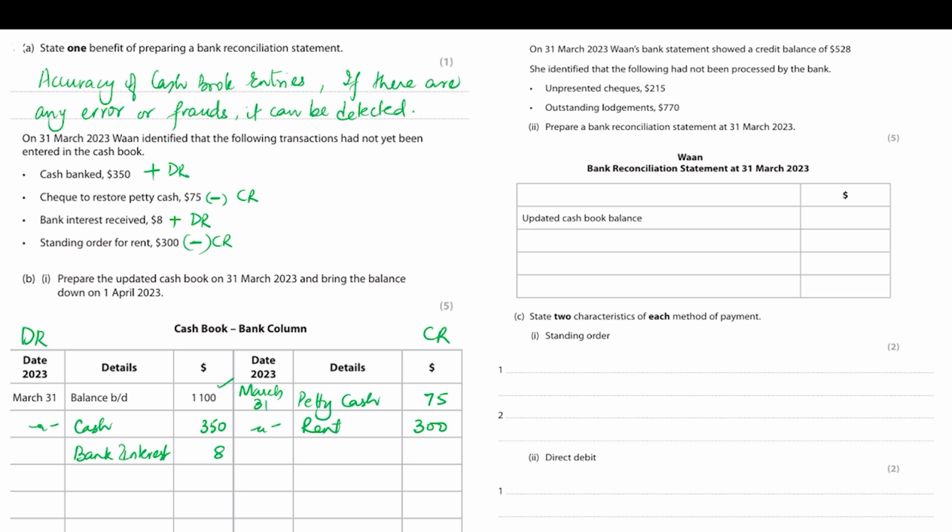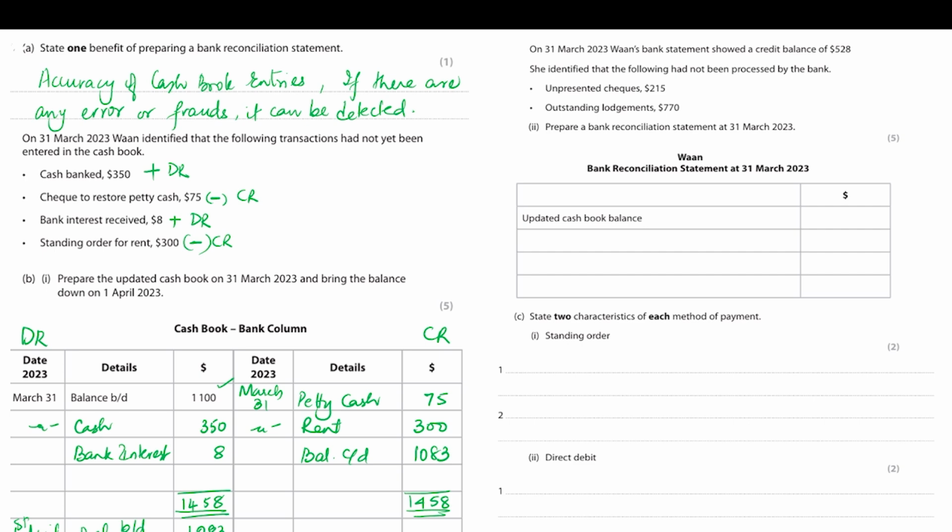All right, now we will balance it out. When we balance, of course, this side is bigger, so we get 1,458. This side 1,458. There will be a balance carried down on the last day. Balance carried down 1,083. And the same balance on 1st of April, balance brought down 1,083.